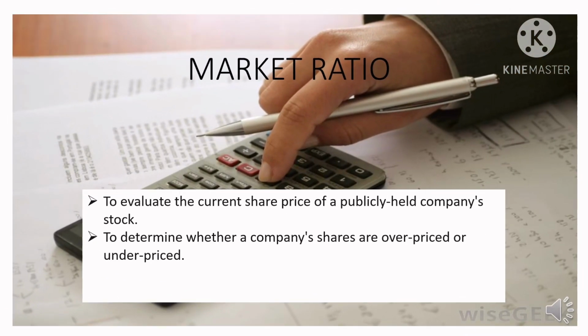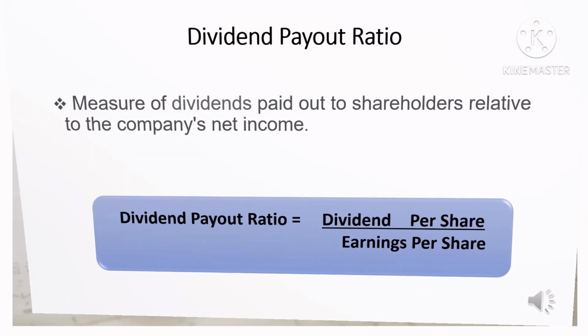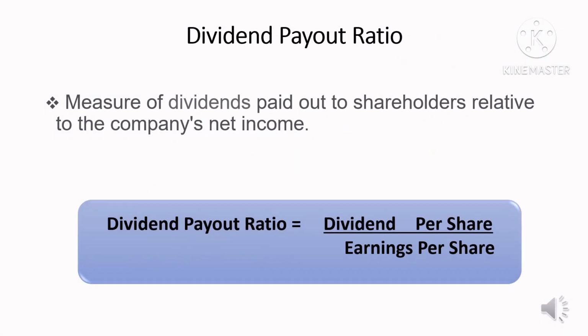Hello, I'm Anishwada. I will explain the last part, which is market ratio. Market ratio is to evaluate the current share price of a publicly held company's stock. Market ratio is also used to determine whether a company's shares are overpriced or underpriced. Dividend payout ratio is a measure of dividend payout to shareholders relative to the company's net income. In this slide, I also show the formula for dividend payout ratio.